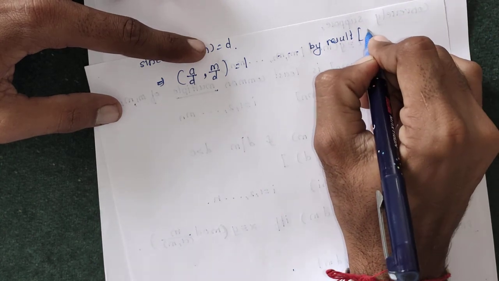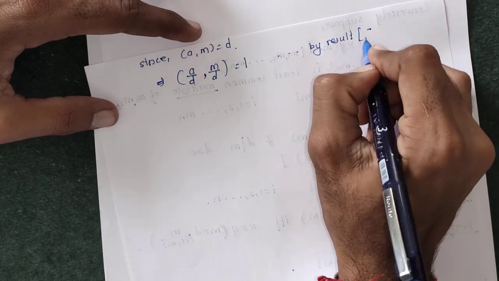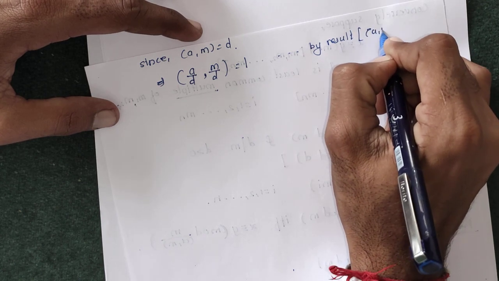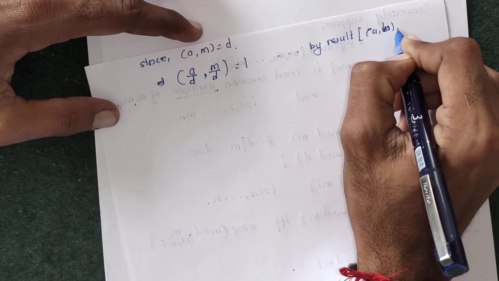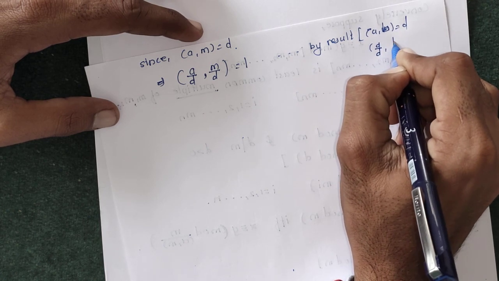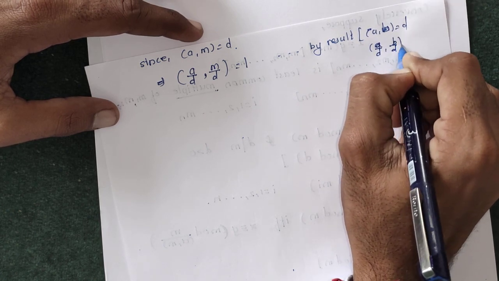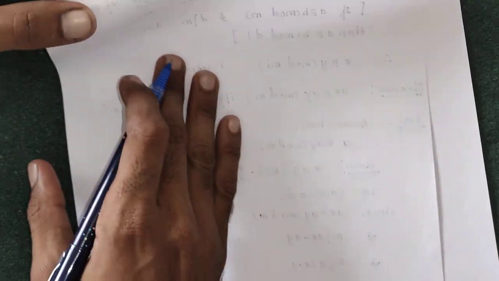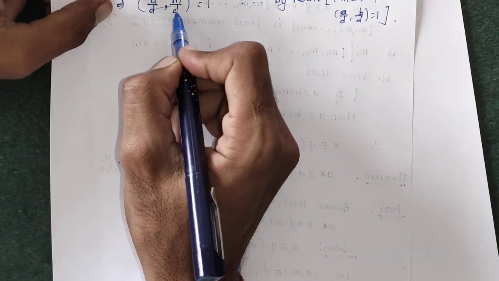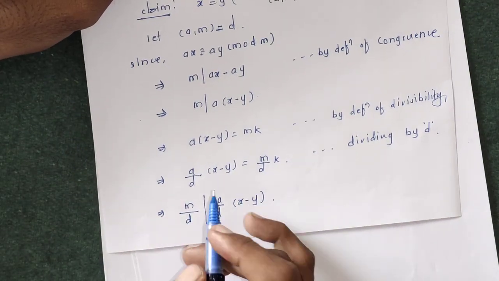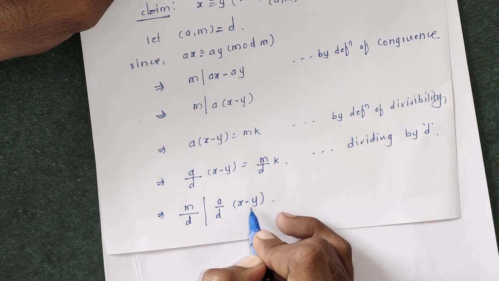The result was discussed in previous theorems, that is, if GCD of a and b is equal to d, then GCD of a by d and b upon d is equal to 1. This is by using this result. Now here we get GCD of a by d and m by d is equal to 1. Then clearly this m by d divides x minus y.